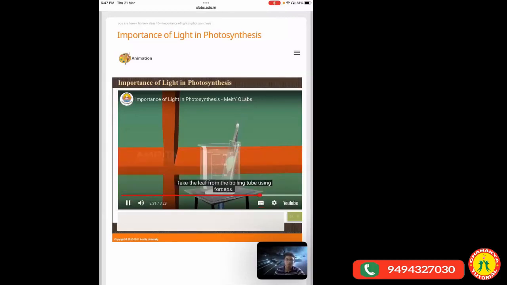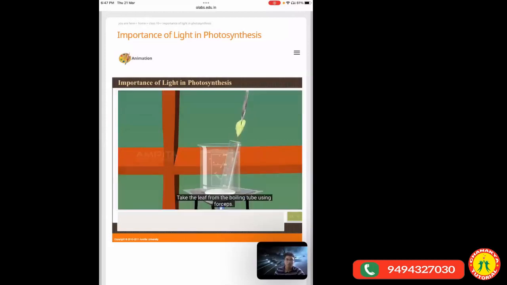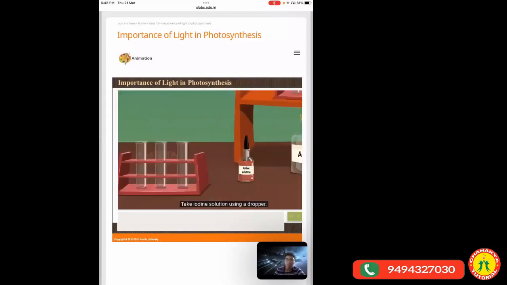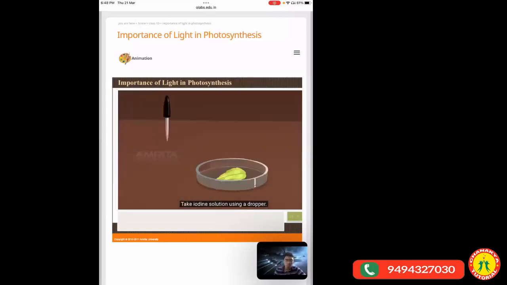Take the leaf from the boiling tube using forceps. Dip the leaf in a beaker containing distilled water and wash it. Place the leaf in a petri dish. Take iodine solution using a dropper. Drop a few drops of iodine solution on the leaf.